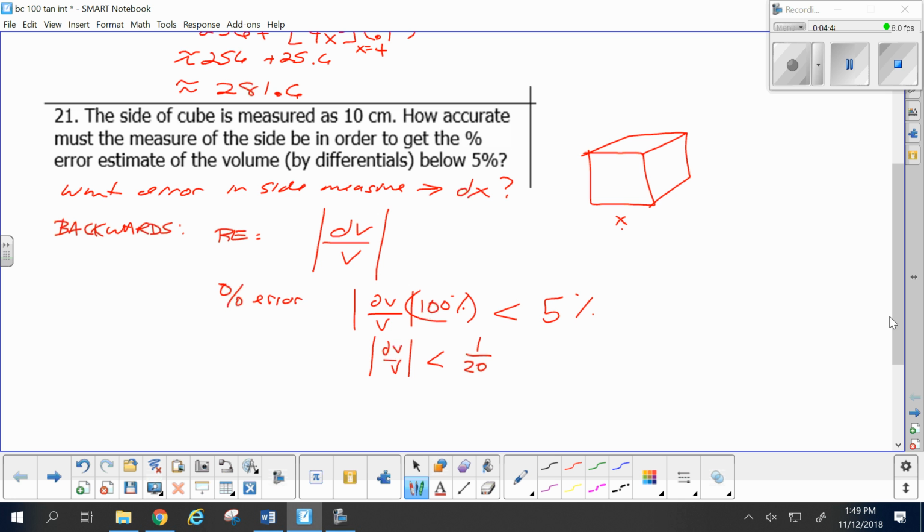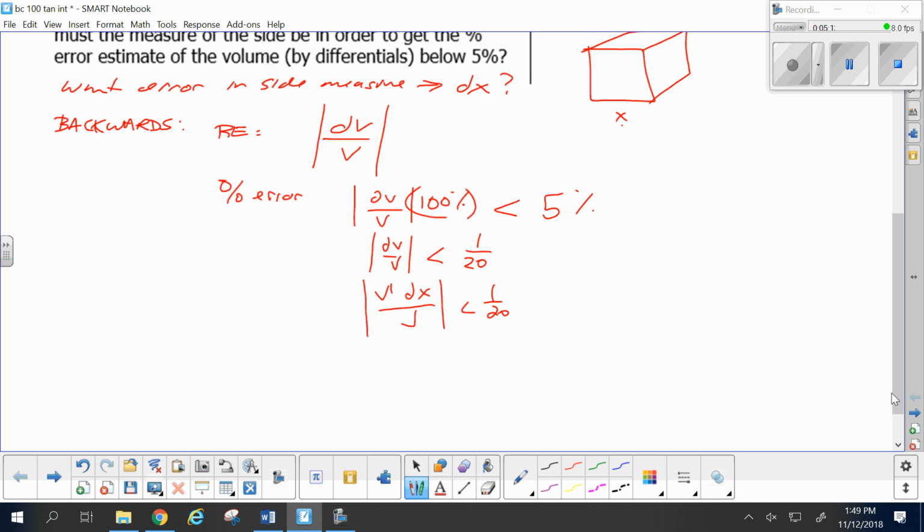What about dV? Okay, wonderful. V prime, dV. I heard you say 3x squared. I think you're one step ahead of where I want to be. So dV is V prime dx, right? It's the derivative, the rate of change, times the amount of change in x. Right? Okay. What is V prime now? V prime is 3x squared dx, and the volume x cubed less than 1/20.